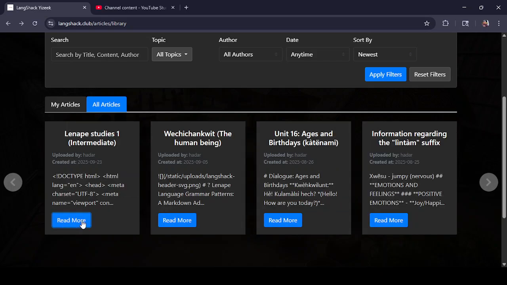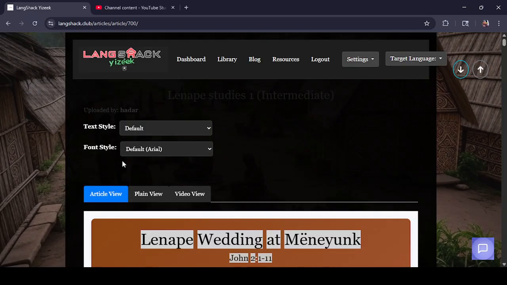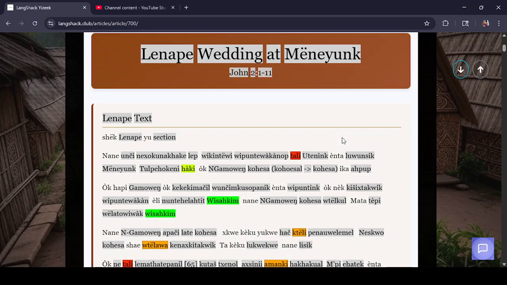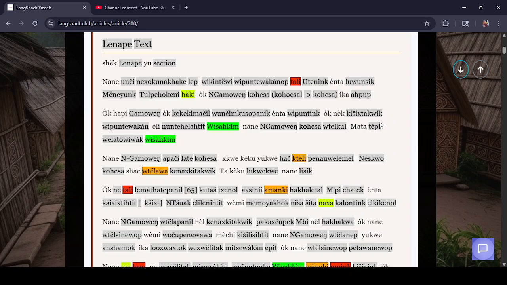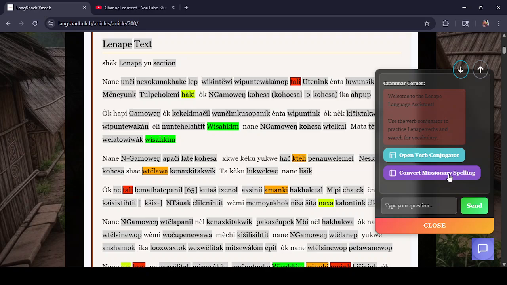I decided to start just grabbing things from the religious stuff and converting it over into Unami, which is the main Lenape variety. So this is a text that came from the Mission Delaware stuff. It was written in Mission Delaware, but I've converted most of it. I have a spelling converter in here that can convert missionary spelling into Unami.